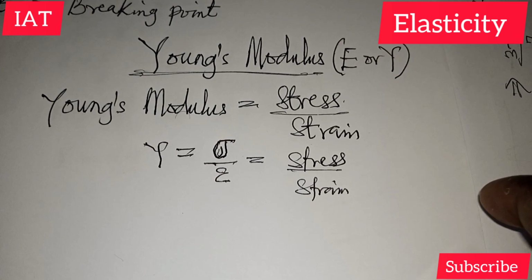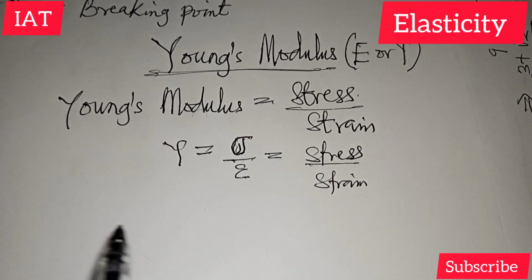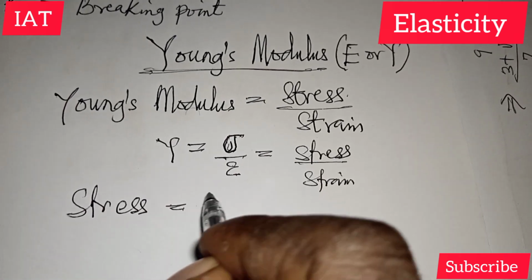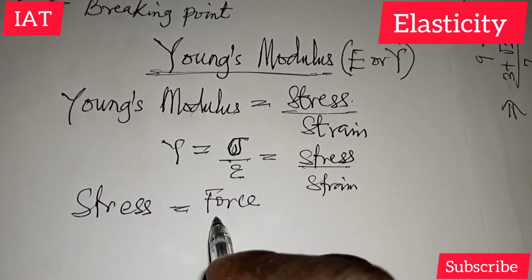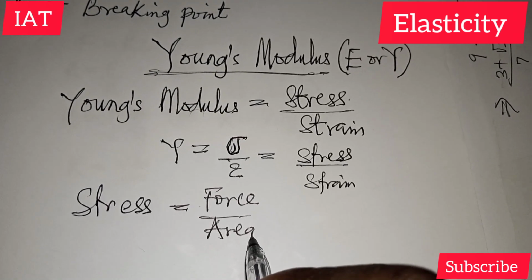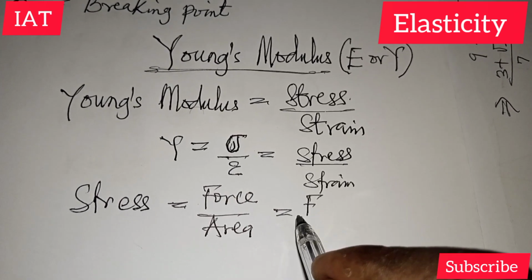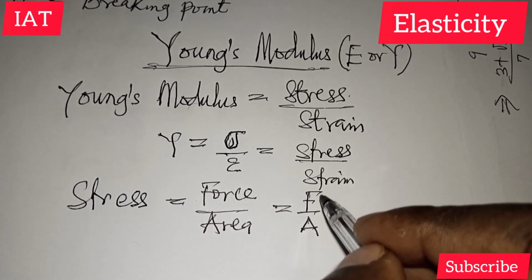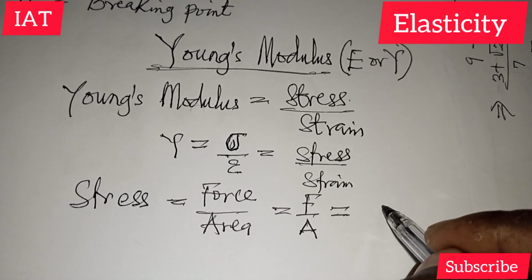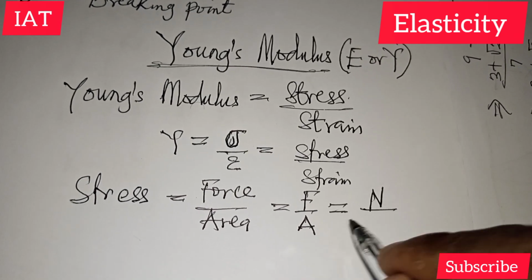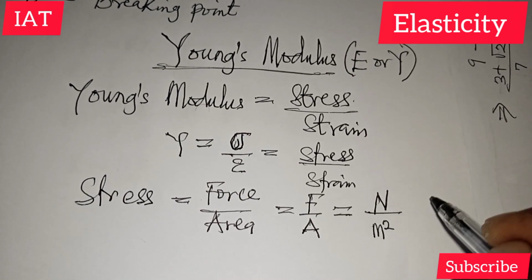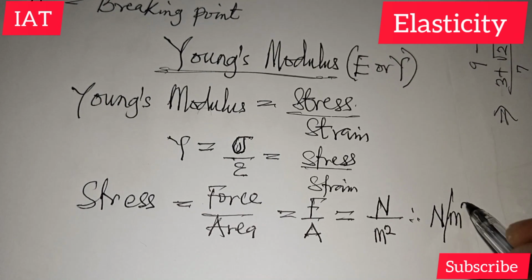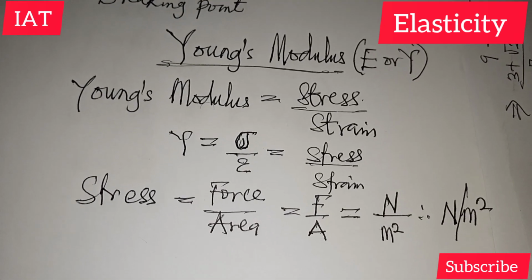So what is the next thing we need to do at this point? We need to define stress. What exactly is stress? Stress is the ratio of force per unit area. So we can put it as F over A. So if stress is force over A, what exactly is the unit of stress? Since force is measured in Newton and area in meter square, stress is measured in Newton per meter square. All right, so that's very important.